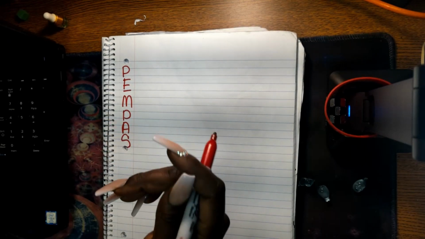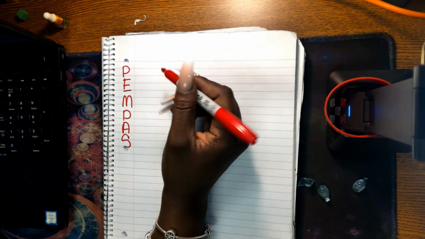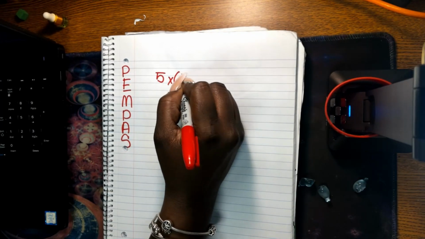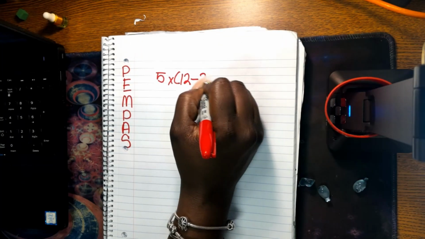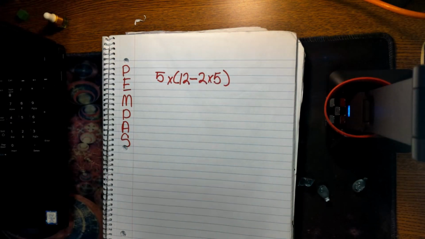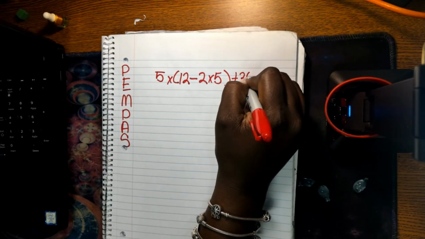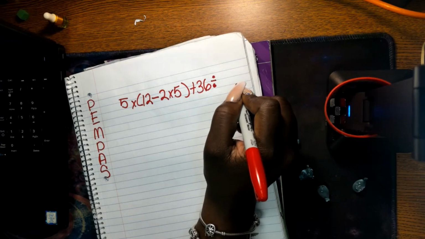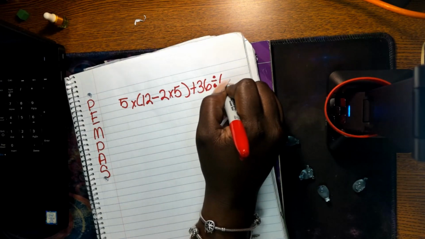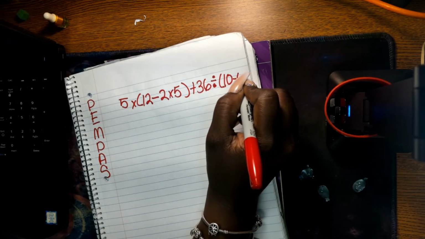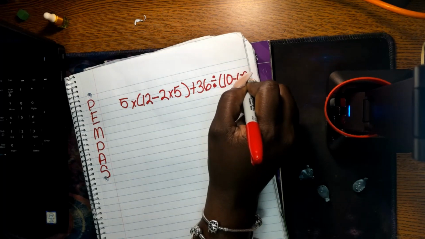So let's try one. I'm going to do a longer one first so that you can see. So let's say we have 5 times parentheses 12 minus 2 times 5, plus 36 divided by parentheses 10 minus 6 plus 2. Oh, I'm running out of space. See if I can squeeze this plus 2.